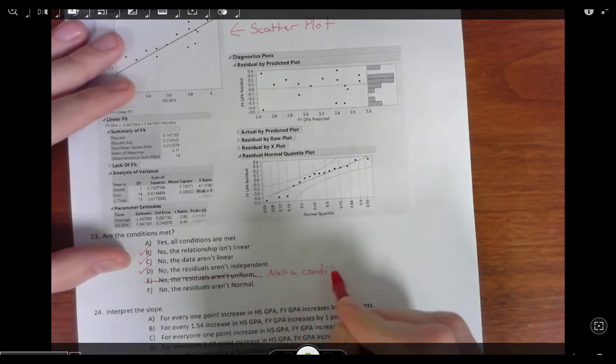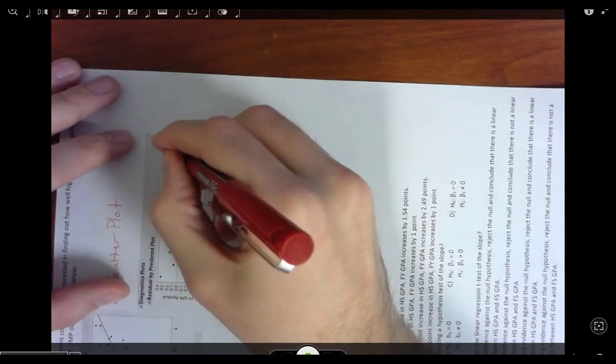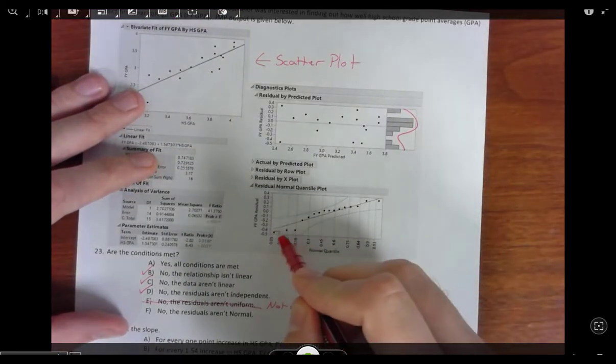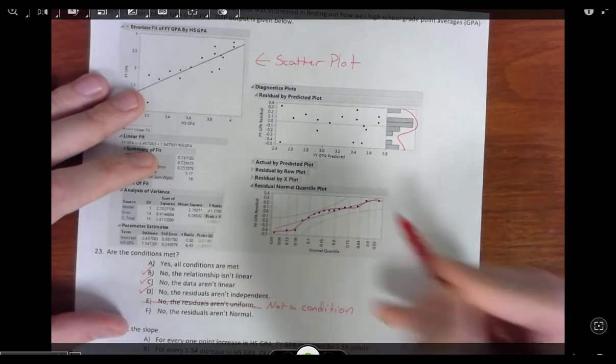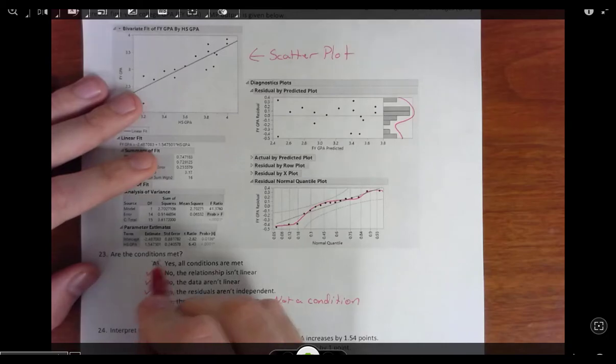What we want to look for is, are the residuals normal? So if we look at our histogram, it kind of looks like that. That's not normal. And then if we look at our normal probability plot, it kind of has this curving pattern in it, which is also bad. So we're going to say that the residuals aren't normal. So not all of the conditions have been met.